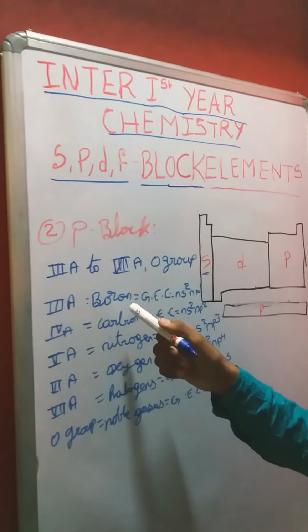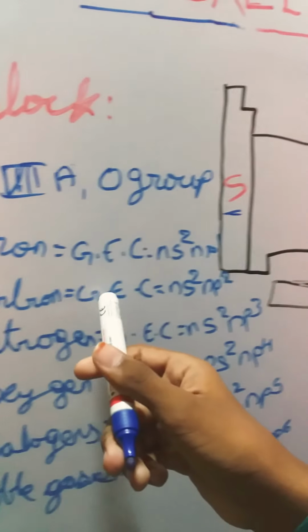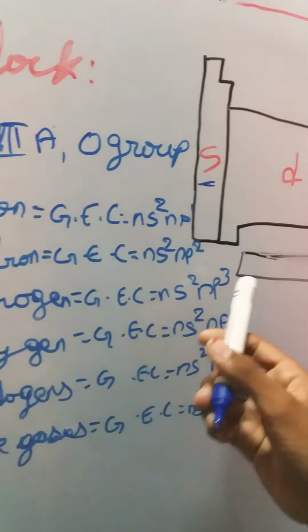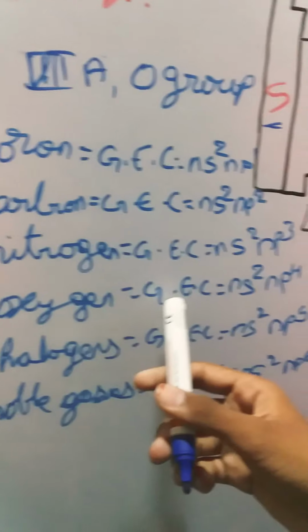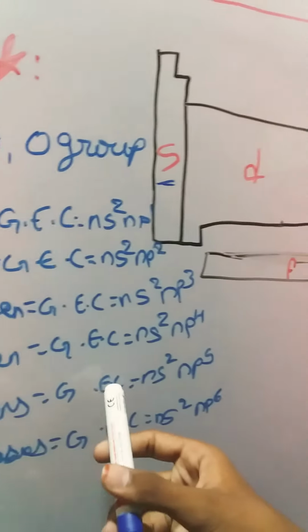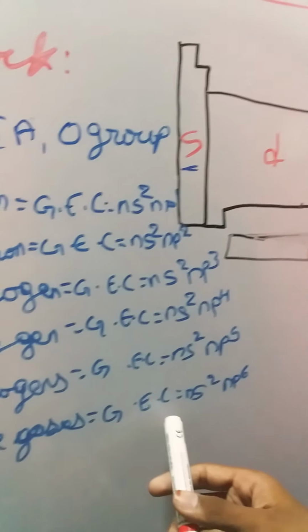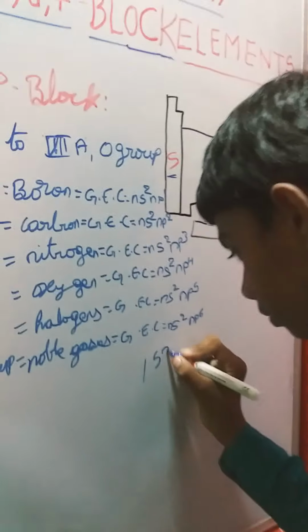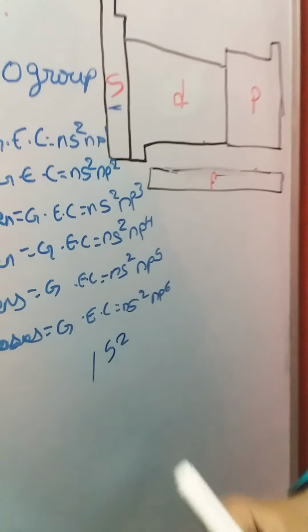3A group boron family, ns2 np1. 4A group carbon family, ns2 np2. 5A group nitrogen family, ns2 np3. 6A group oxygen family, ns2 np4. 7A group halogens, ns2 np5. And 0 group noble gases, ns2 np6, except for helium, which has 1s2 configuration.